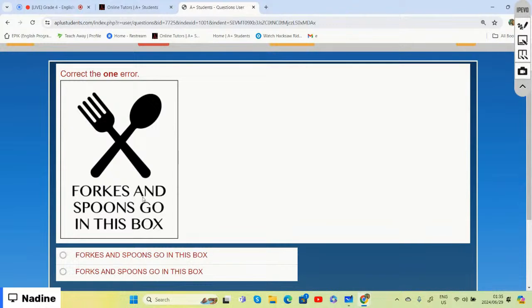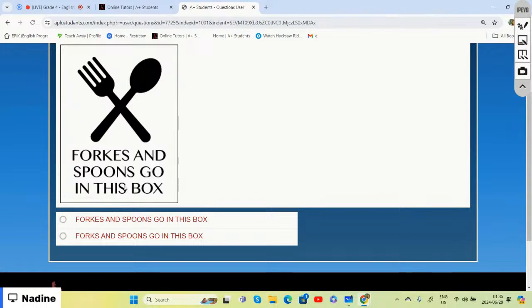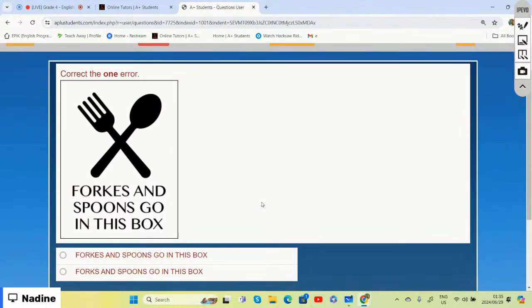All right, so forks and spoons go in this box. We need to choose the one error. Forks and spoons go in this box. How do we write the word forks? Do we write forks like that, with ES, option one, or option two, forks? Which one is correct?